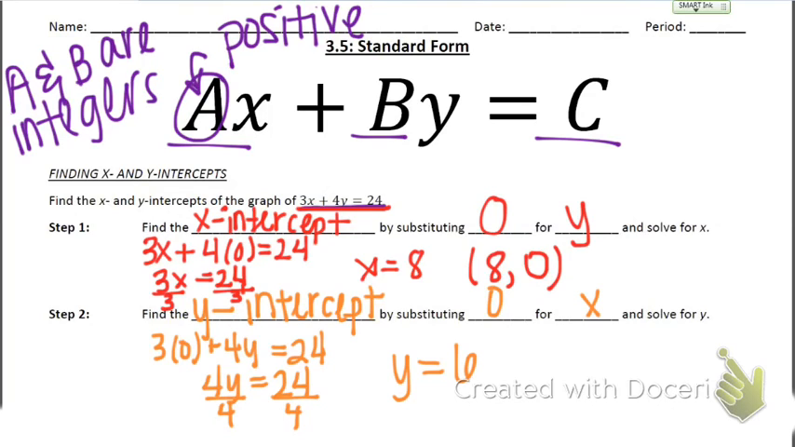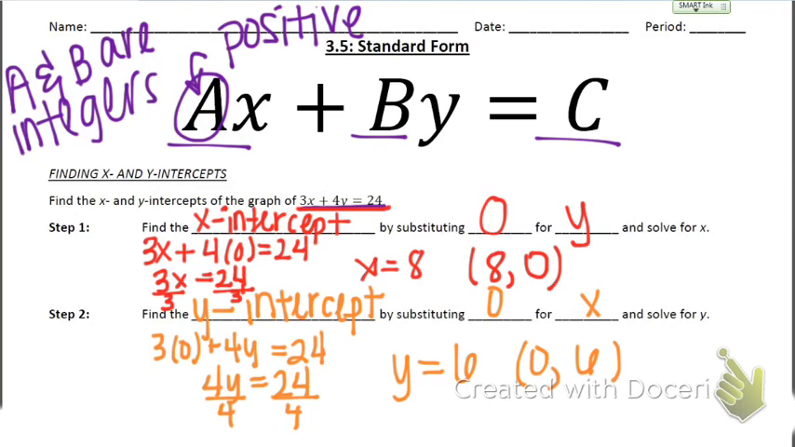6. Okay, now this is the y-intercept. So if I were to write this as an ordered pair, what did we plug in for x? 0. So it's going to be 0, comma, and when we plugged in 0 for x, we spit out what? 6 for y.